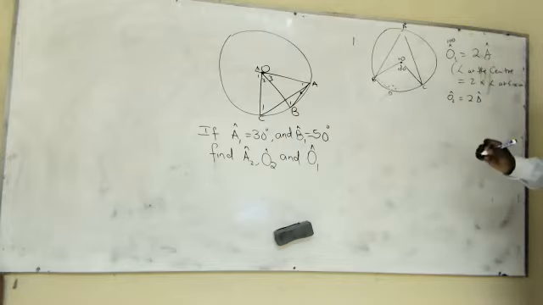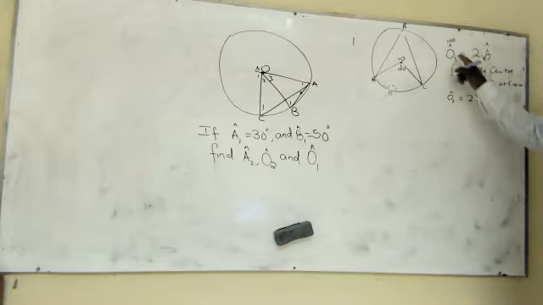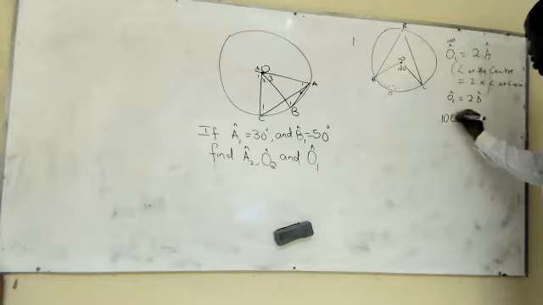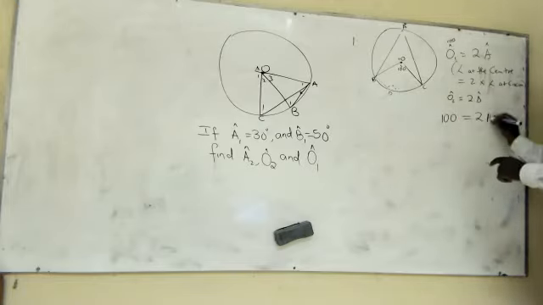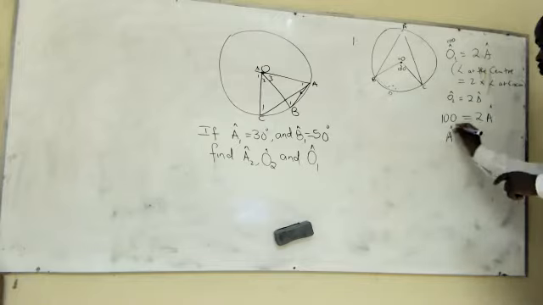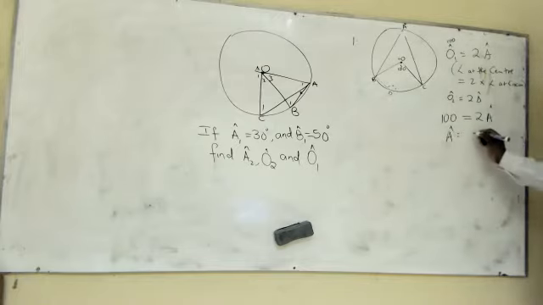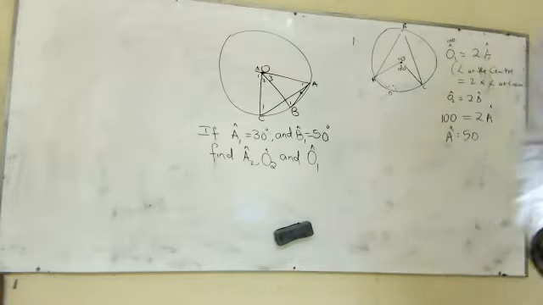Okay, let me do it for you just now. You're going to do the second one. O1 is 100, and then we equate this to 2A. And now we want to calculate for A. How do we get A? We divide both sides by 2, and we're going to obtain what? 50. Do you see that? Yes. A is equal to 50.